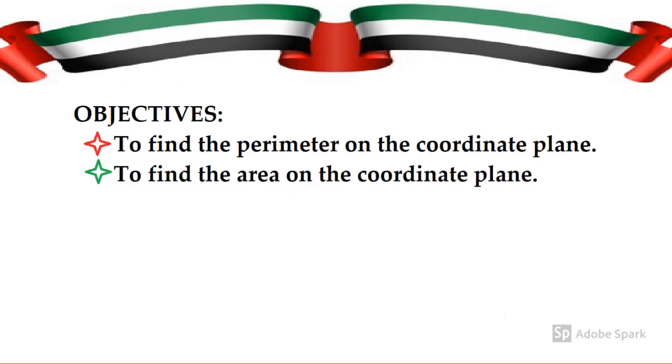Wrap it up. To find the perimeter on the coordinate plane, you just find the ordered pairs, then count how many units each side length has and add them up to solve for the perimeter of the figure. And to find the area of each figure in the coordinate plane, you just apply the area formula of each figure, then count how many units each height and base has.